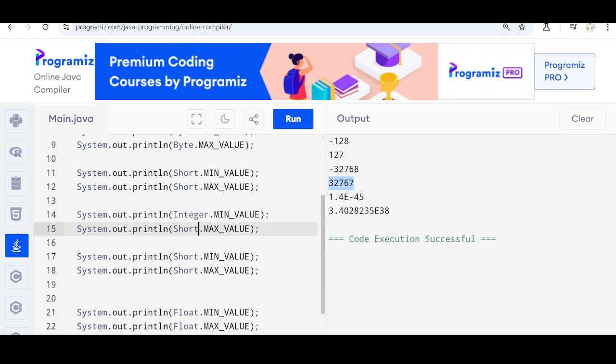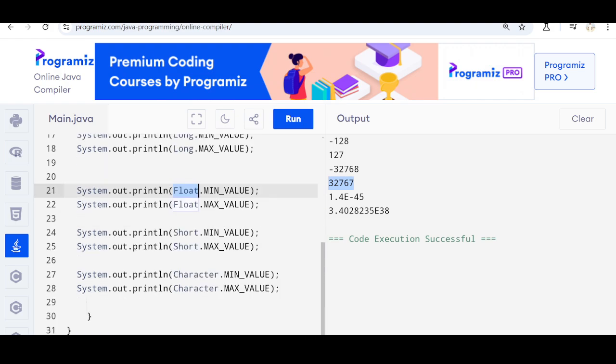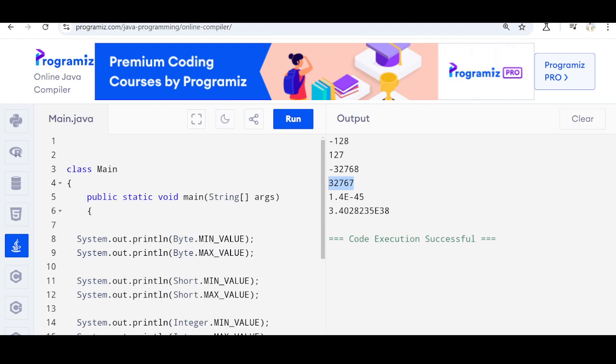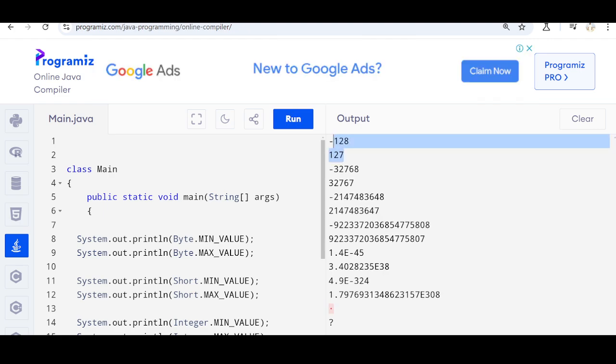Integer. We will use the complete class name. We don't use the primitive type. We will use the class type here. And there is long. There is also long. And you have float. You have a double, and here you also have double, and you have character. Let me print this.